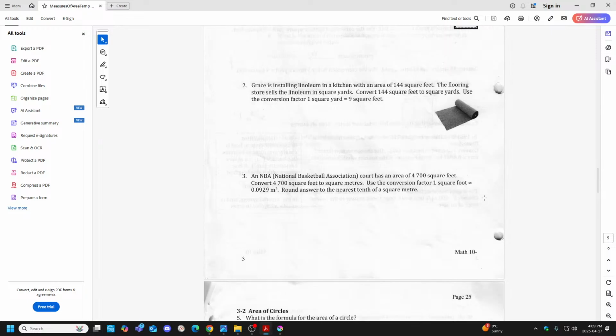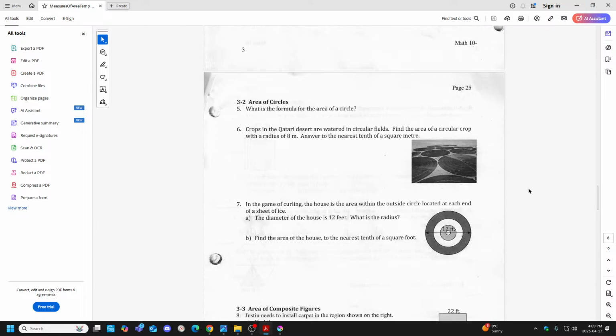All right, so, and there you go. Okay, they're basically just converting. Okay, I think that's easy. You guys should be able to do that. What is the formula for the area of a circle? We all know this. Okay.